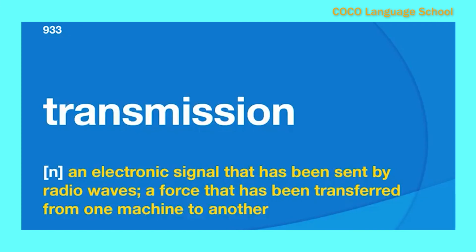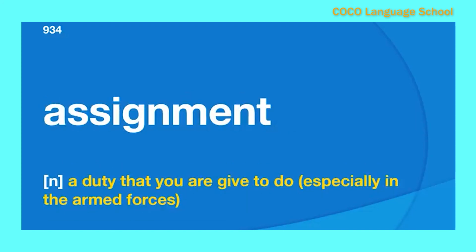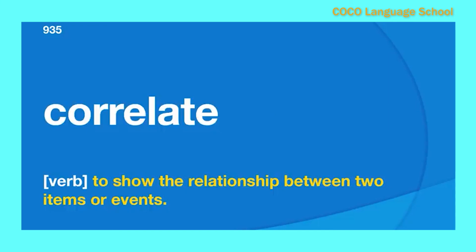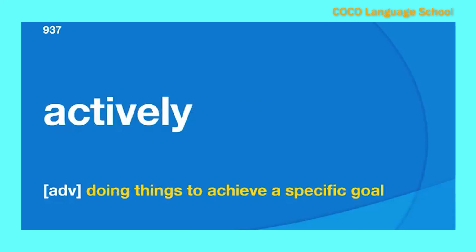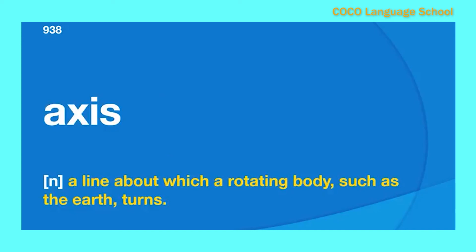An electronic signal that has been sent by radio waves, a force that has been transferred from one machine to another. Transmission. A duty that you are given to do. Assignment. To show the relationship between two items or events. Correlate. In spite of that, nevertheless. Nonetheless. Doing things to achieve a specific goal. Actively. A line about which a rotating body, such as the Earth, turns. Axis.